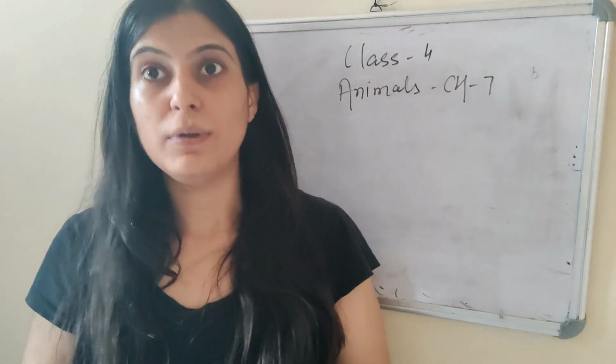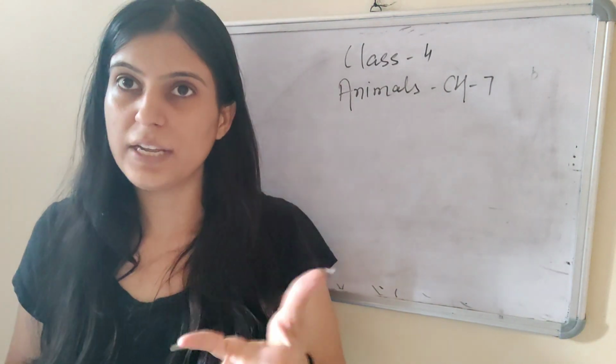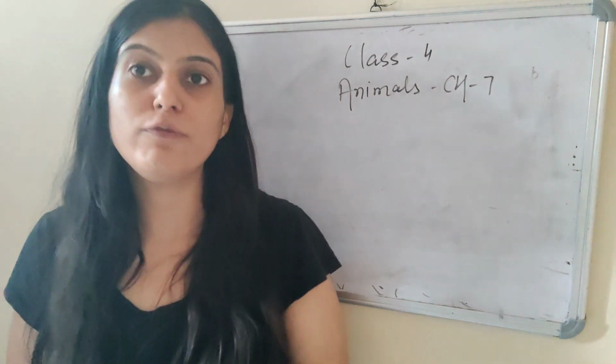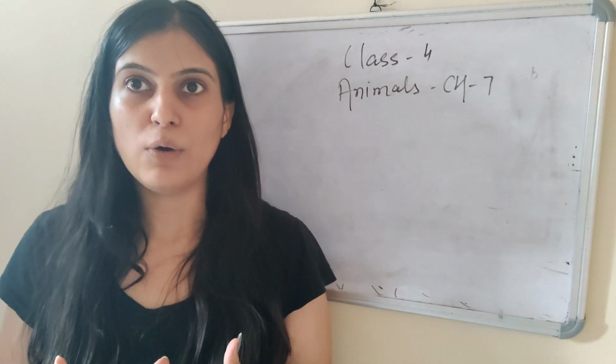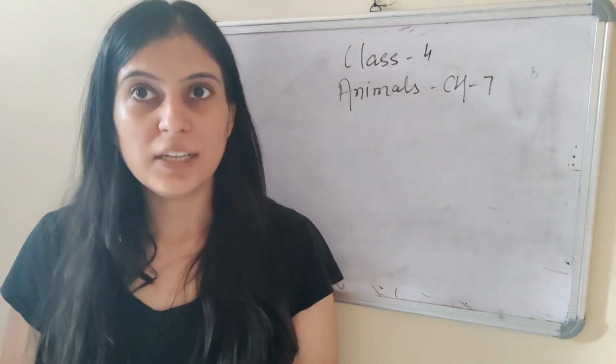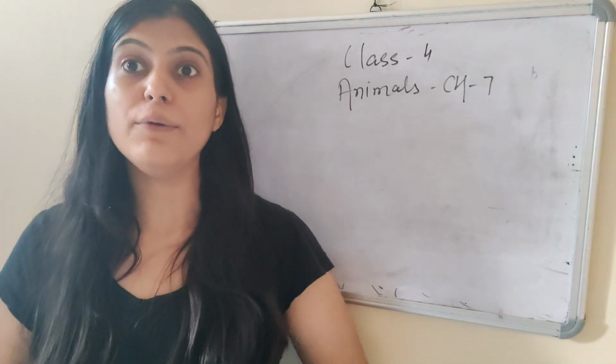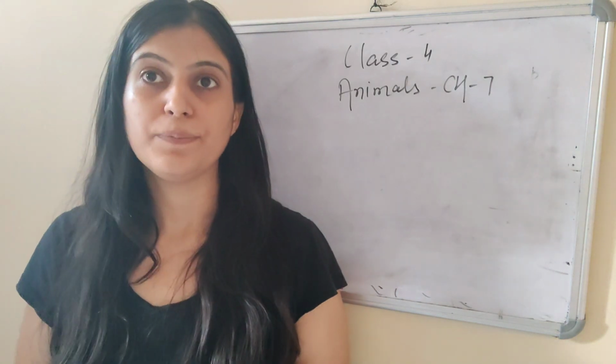Some are aquatic animals, and even birds can fly in the sky. Humans cannot fly in the sky. So in this chapter we will discuss the adaptations in the animals, how they survive in different environments.